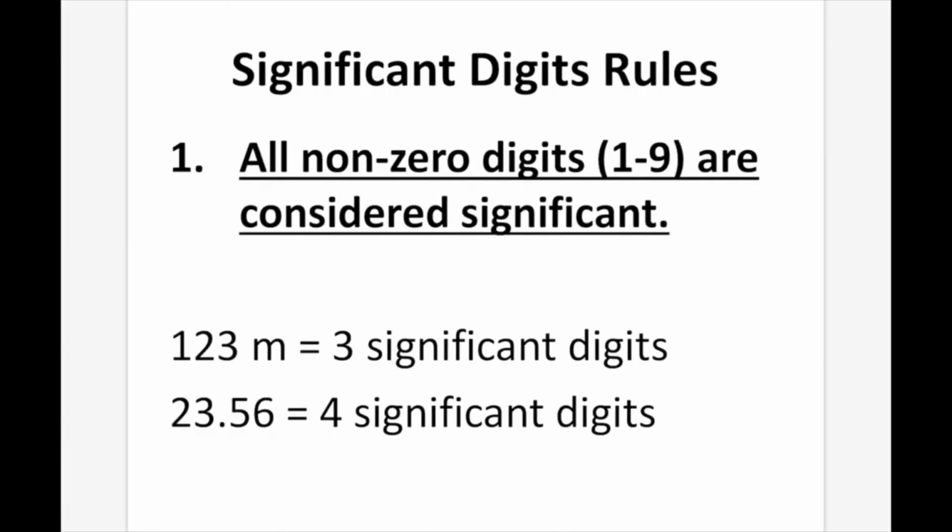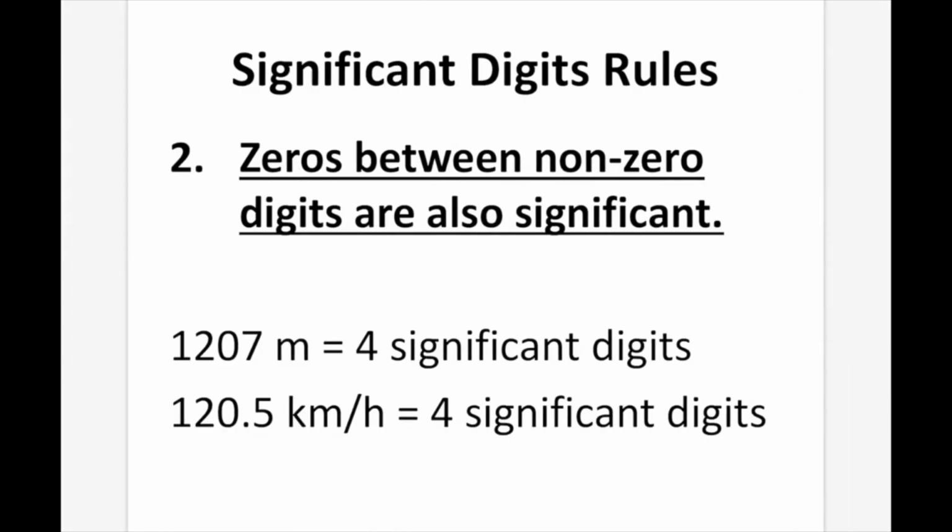Now, how do we know how many sig digs there are? There are some rules. Number one, all non-zero digits 1 to 9 are considered significant. So 123 has 3 significant digits. 23.56 has 4 significant digits, and so on. Number two, zeros between non-zero digits are also significant. 1,207 has 4 sig digs. That 0 counts. 120.5 has 4 sig digs because that 0 counts.